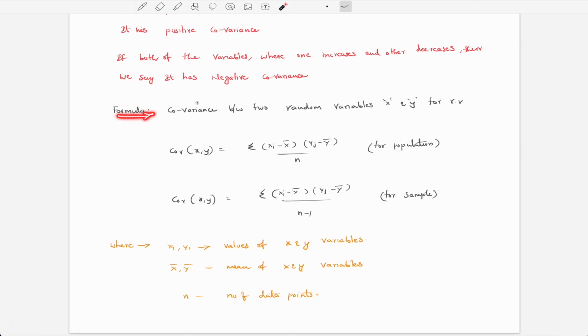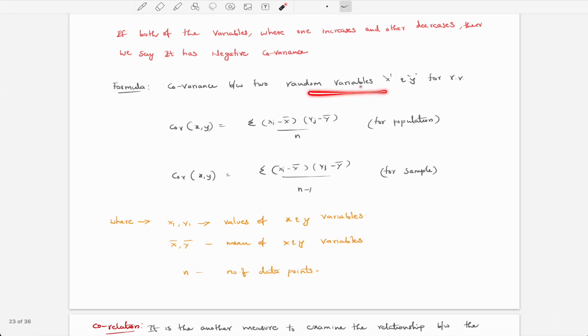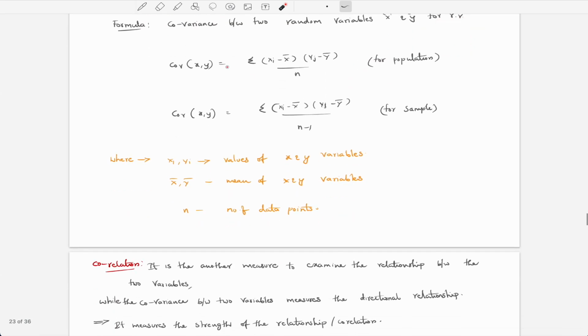We have a small formula for the covariance. If you look at the formula, the covariance between the two random variables x and y, how do we find it? We have a summation, and we subtract the mean from x and from y, and then divide by n. This is for the population. For sample data we divide by n minus 1.